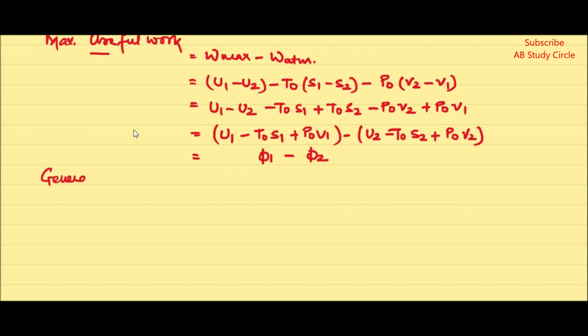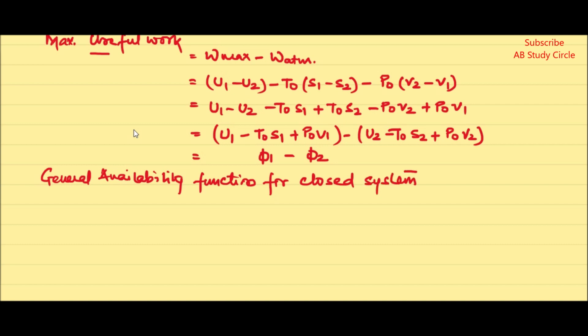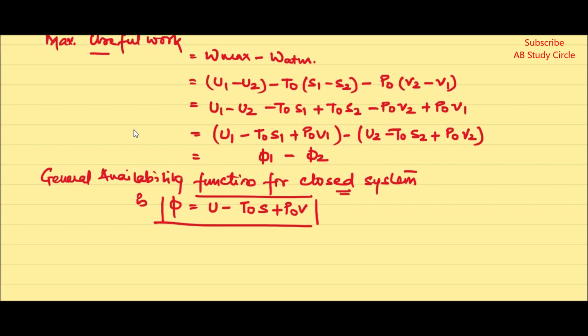The general availability function for a closed system is phi, that is equal to U minus T0 S plus P0 V. So this is the availability function for a closed system.